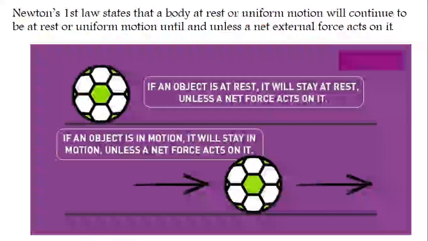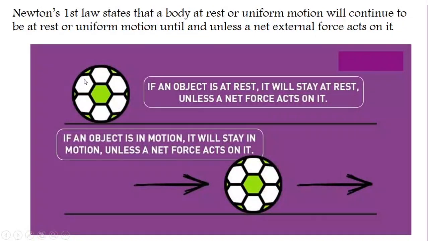Here one object is there. Newton's first law states that a body at rest or in uniform motion will continue to be at rest or in uniform motion, continuing to move in one direction, until and unless a net external force acts on it.